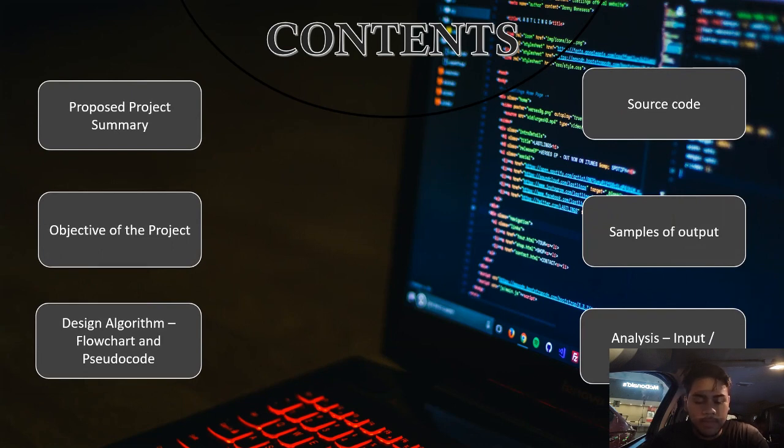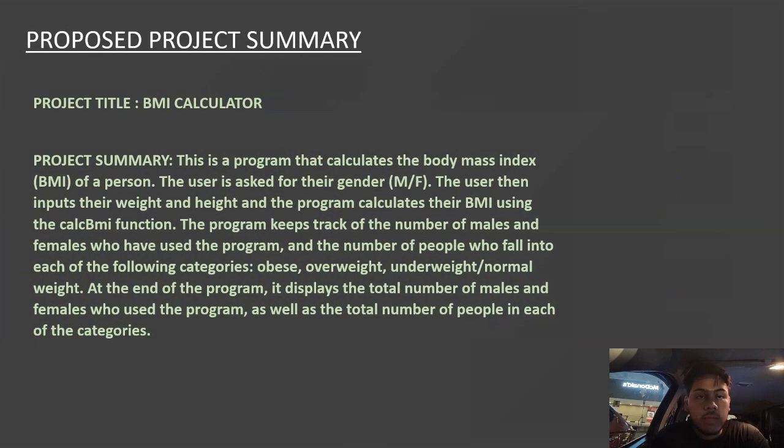Project summary. Our title is a BMI calculator. A BMI calculator is a program that calculates the body mass index (BMI) of a person. The user is asked for their gender, either male or female. The user then inputs their weight and height, and the program calculates their BMI using the calculate BMI function.